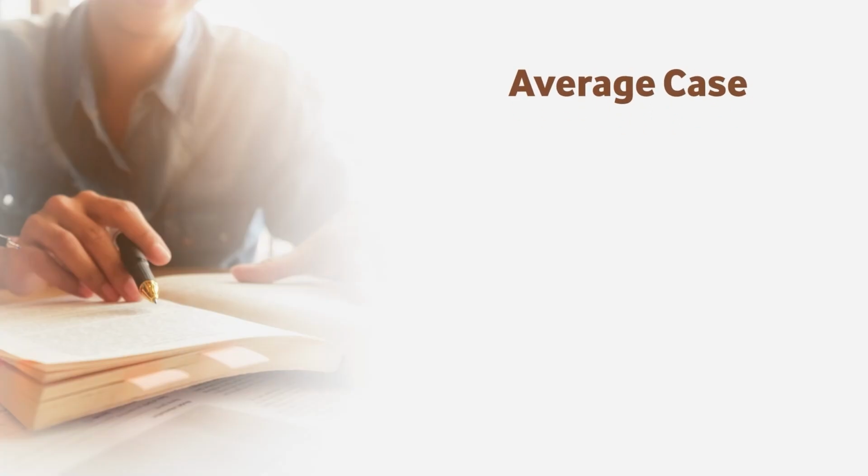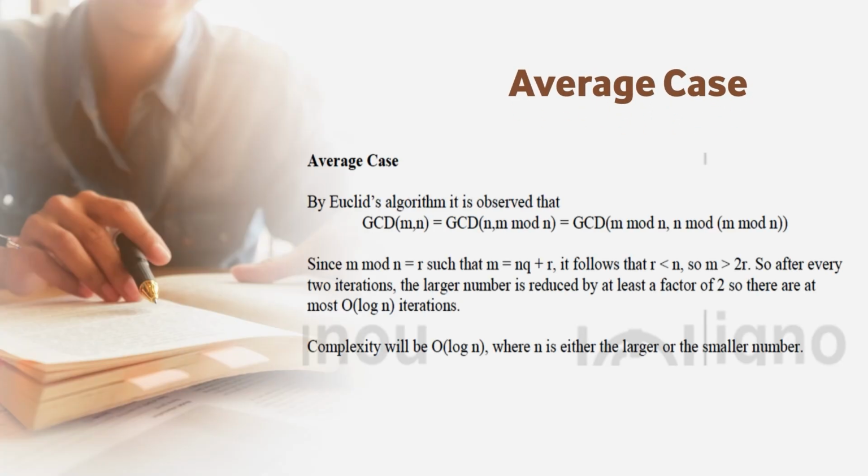In the average case, by the Euclid algorithm it is observed that GCD of m comma n equals GCD of n comma m modulo n. Then GCD of m modulo n comma n modulo (m modulo n). Similarly, since m modulo n equals r, such that m equals nq plus r, it follows that if r is less than n, then m is greater than 2r. So, after every 2 iterations the larger number is reduced by at least a factor of 2. So, there are at most order of log n iterations. So, the complexity will be order of log n, where n is either the larger or the smaller number. So, in the average case we get log n complexity.